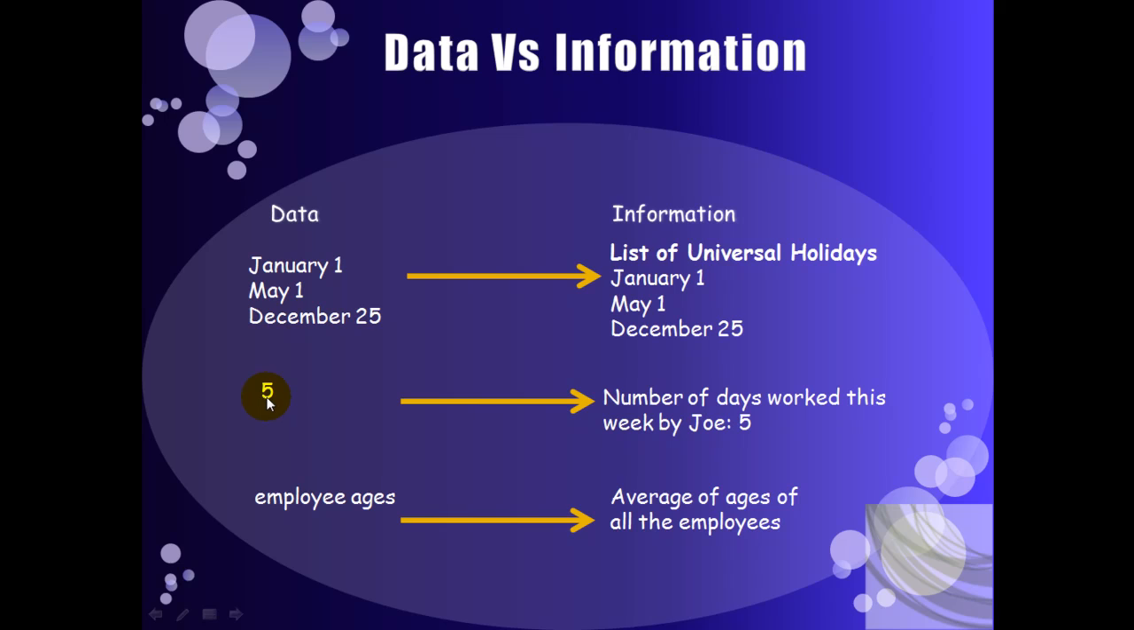Similarly, a value 5 by itself does not show any meaning. But if this is derived as the number of days that Joe has worked in this week, this gives information. A set of employee ages by itself does not give any meaning. The average age of all the employees in our organization gives a value of how young or how old the organization is.